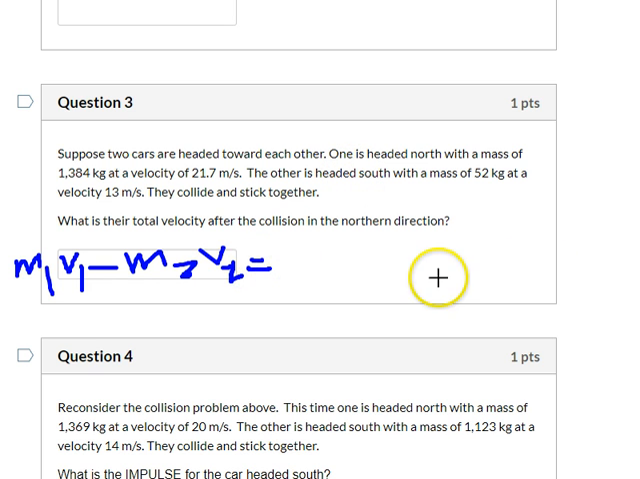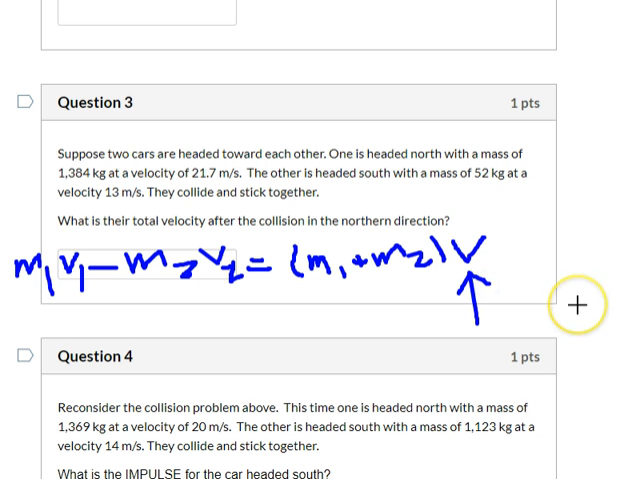Now they stick together. What does that mean? That means after the collision they are together, and since they're together, they're going at a single velocity. So we're trying to solve for their velocity after the collision. So M1 V1 minus M2 V2 equals the sum of their masses, because they're now stuck together, times the velocity they're now moving at.